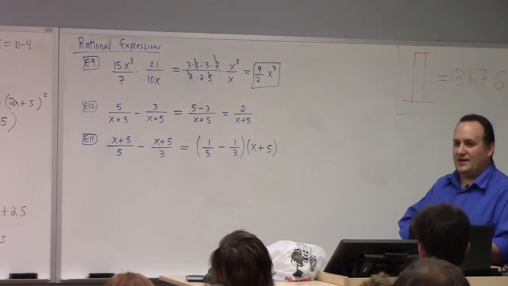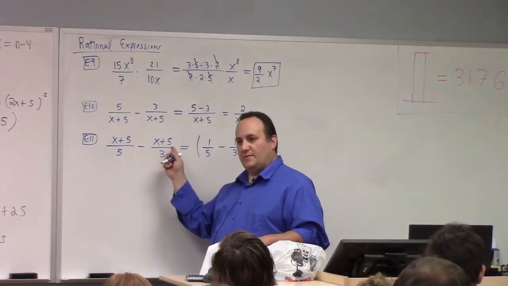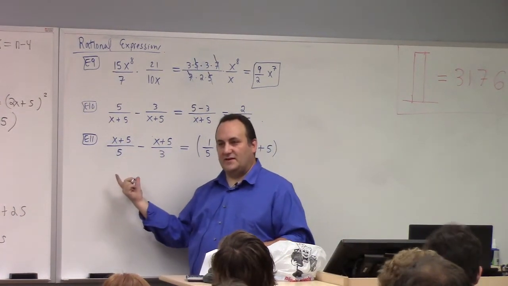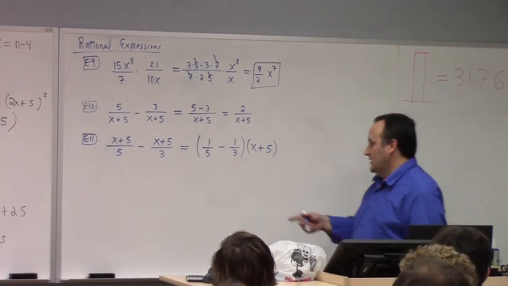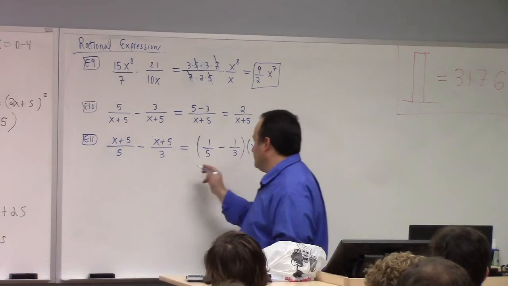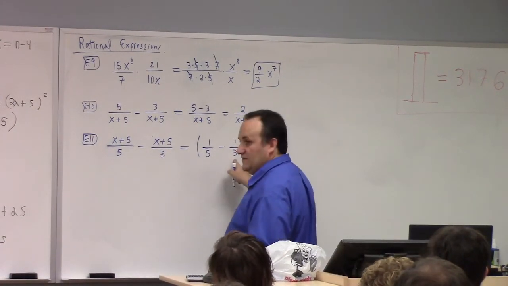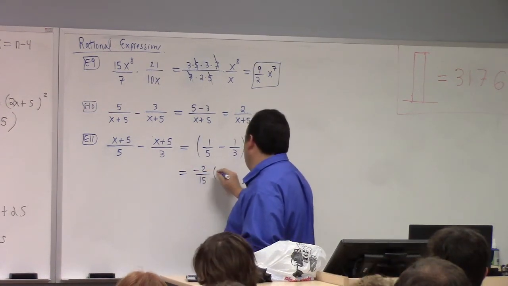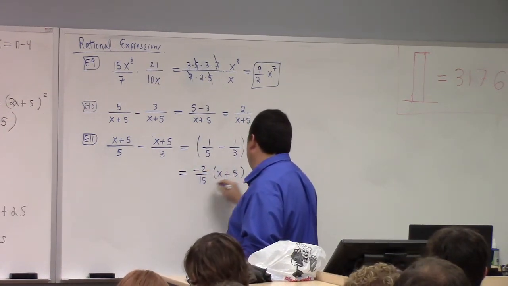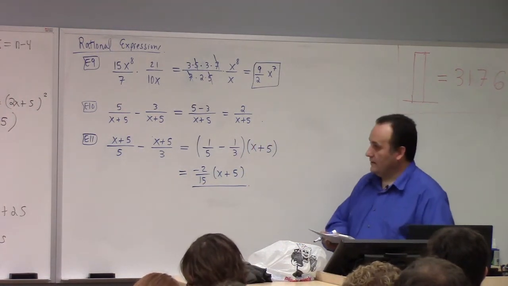You can also make a common denominator. So some of you guys are telling me, multiply the first one by 3, multiply the second one by 5, then you got a denominator of 15. You could do that too, sure. This will work. So 1/5 minus 1/3 is 3/15 minus 5/15, so it's minus 2/15 times x plus 5 would be this one. All right.